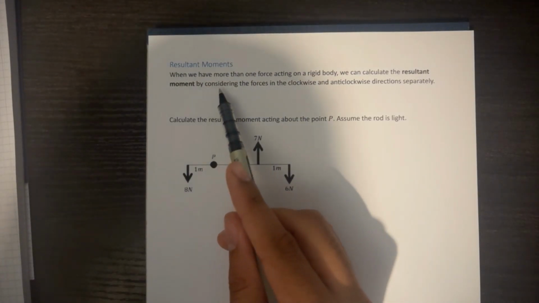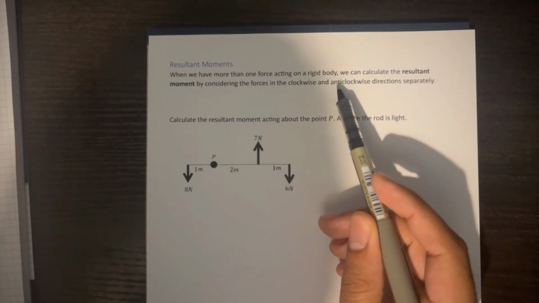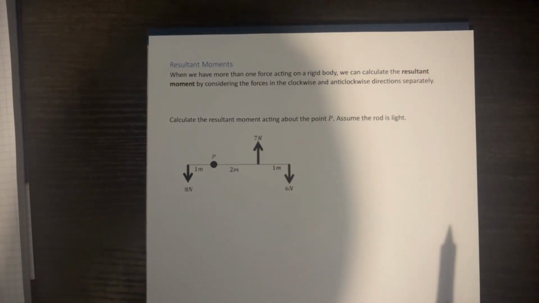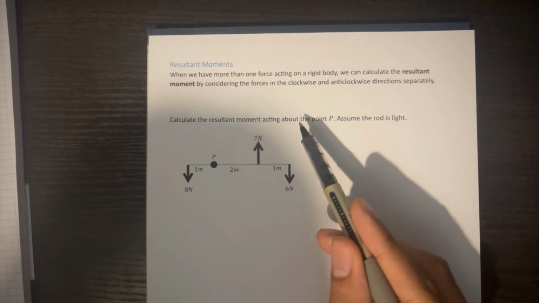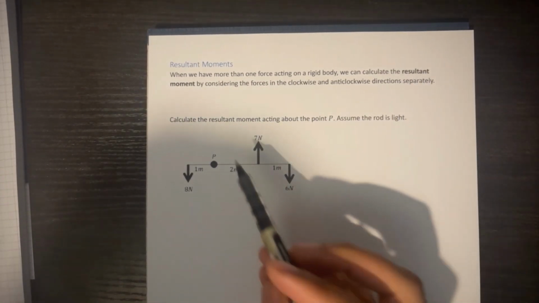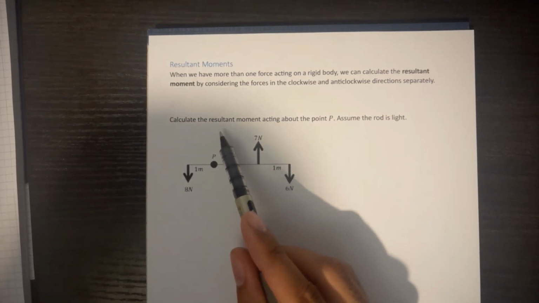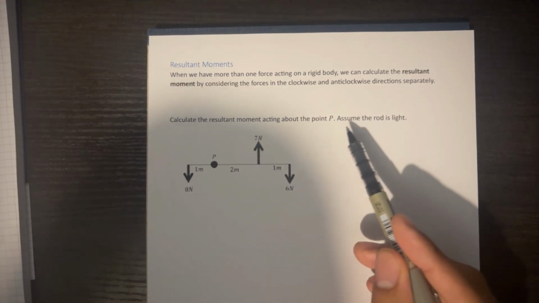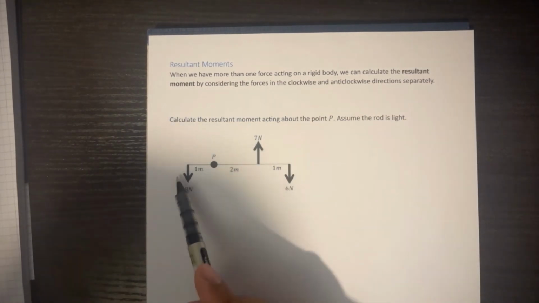When we have more than one force acting on a rigid body, we can calculate what's called the resultant moment by considering the forces in the clockwise and anti-clockwise directions separately. So if we look at this example here, we're being asked to calculate the resultant moment acting about the point P, and we're being asked to assume that the rod is light.